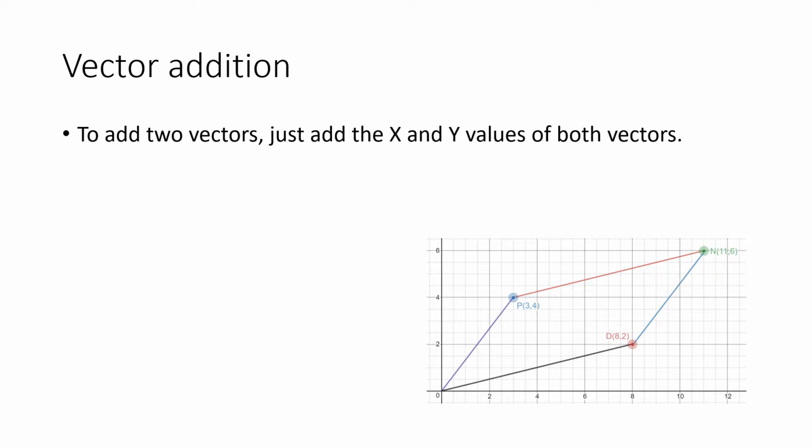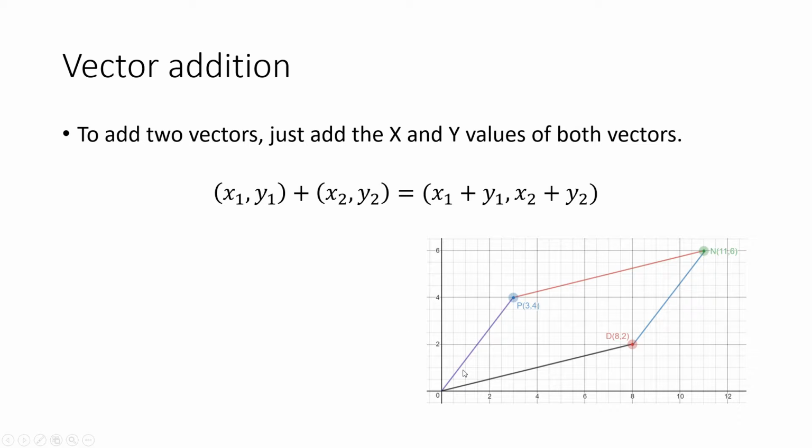You can add vectors together. So to add vectors, just add the x and y components. Simple as that. So two vectors made up of x1, y1, and x2, y2 gives you another vector, which is x1 plus x2, y1 plus y2. You just add the two x's, add the two y's.